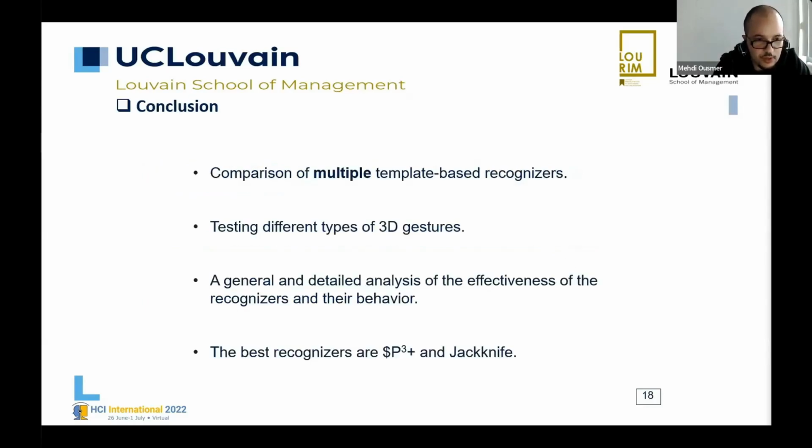To sum up, we compared 6 3D template-based gesture recognizers, mainly from the literature. We were able to evaluate them on 2 different Leap Motion controller-based datasets. In addition, with this procedure we can have a global view of the recognizers and their accuracy, but also a more detailed analysis. The test results showed that $PQ plus provides excellent results.